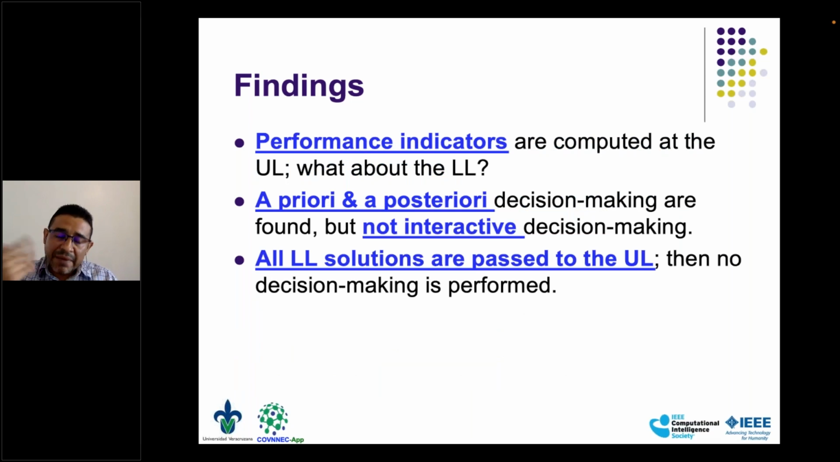Performance indicators. I mentioned that the real problem that I'm trying to solve is the upper level problem. However, if you want to measure the quality or the behavior of the algorithm, it is not enough to apply performance indicators at the upper level. They are not applied at the lower level. So we need to think of different ways to measure or apply indicators, not just at the upper level, to analyze the quality of the solution.